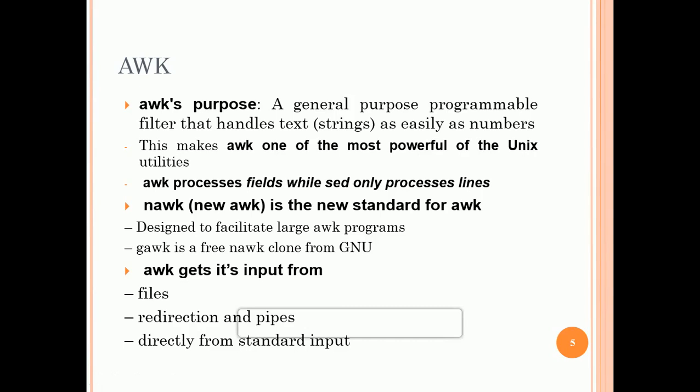So awk is a programming language filter that handles text as easily as numbers. This makes awk one of the most powerful of the Unix utilities. Awk processes the fields, whereas sed only processes the lines. Just as we have the awk filter, we also have the sed filter. So awk works field-wise, whereas sed cannot perform operations on fields.